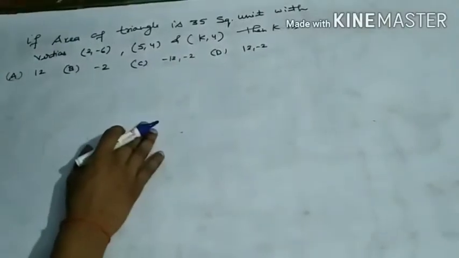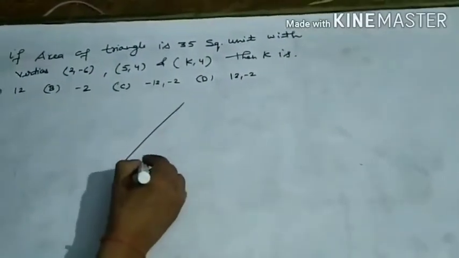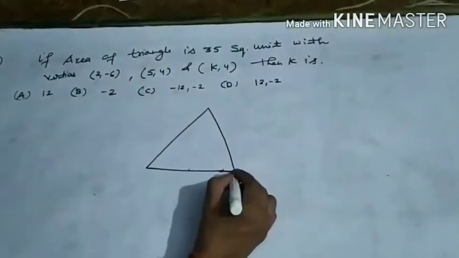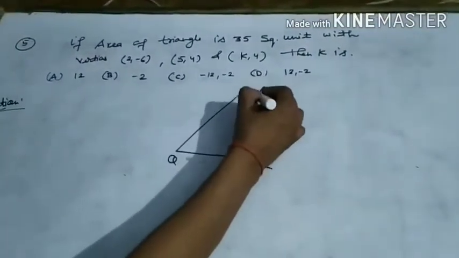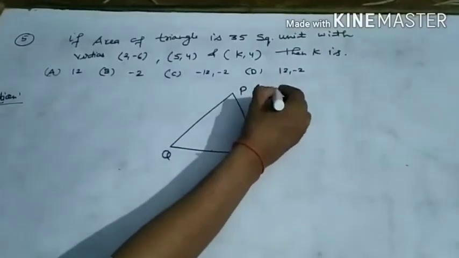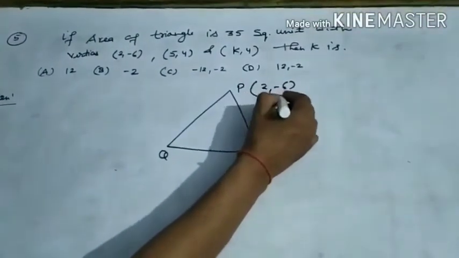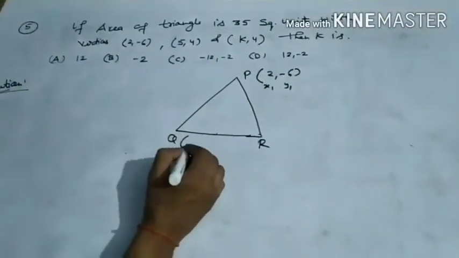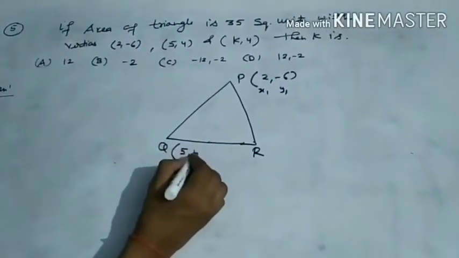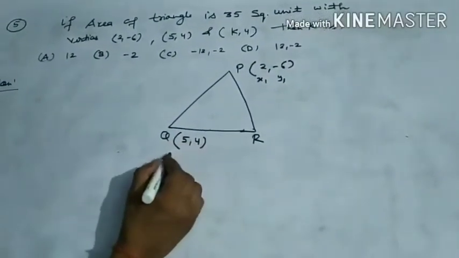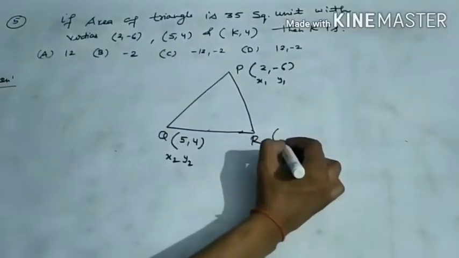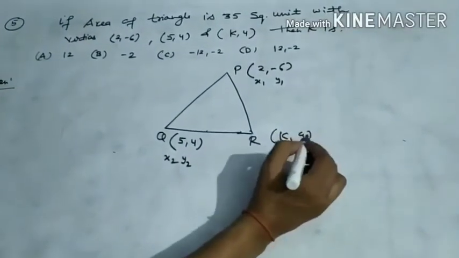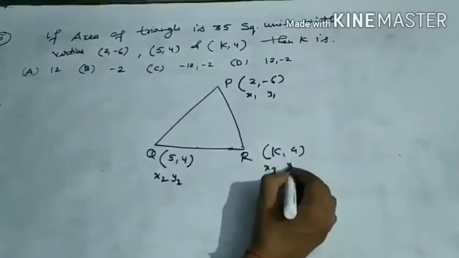The vertices of a triangle are given. Suppose this is the triangle, and we call the vertices P, Q and R, and the coordinates are given. Suppose P is (2, -6), this is x1, y1. And Q is (5, 4), this is x2, y2. And R is (k, 4), this is x3, y3.